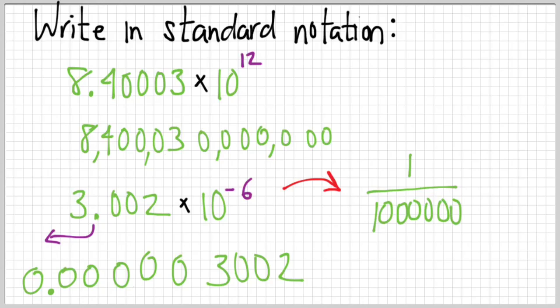Okay, so again, large numbers, positive exponent, small numbers, negative exponent for the scientific notation, right? That's all there is to it.